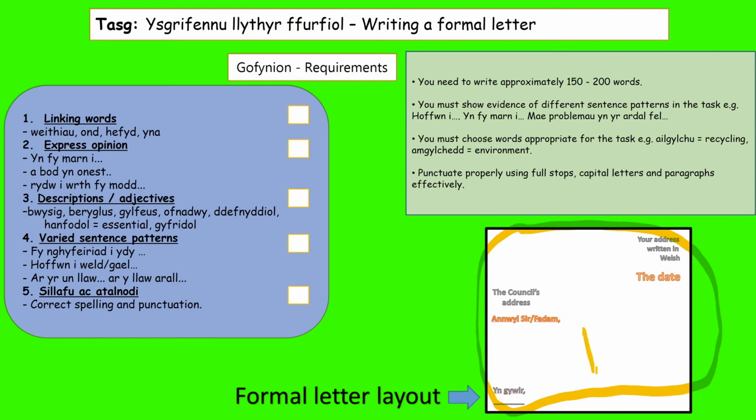The content then will be written in paragraph structure. We would like you to write approximately 150 to 200 words, or near to that. We are looking for different sentence patterns. We can't just keep on using dwi all the time. We're looking for the key vocabulary again. Ailgylchu, amgylchedd. And basic writing skills here now. Punctuation is essential, full stops, capital letters, and effective paragraphing.